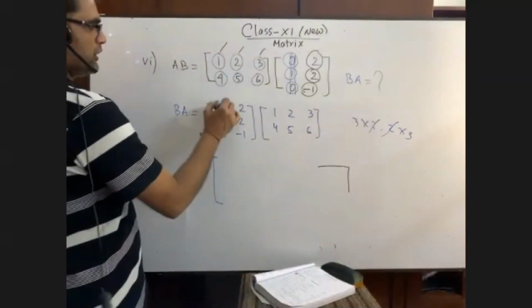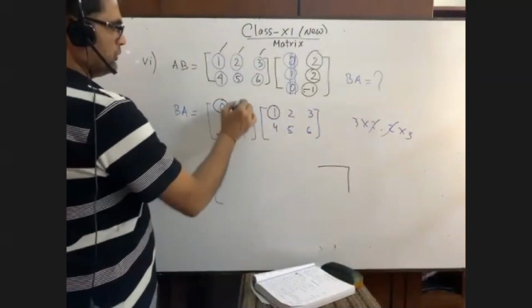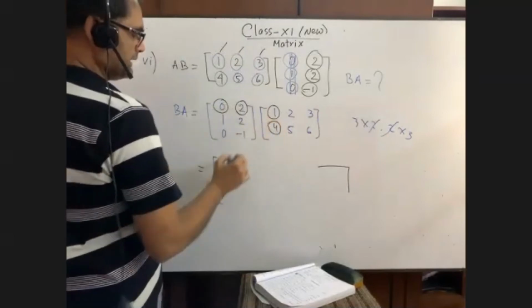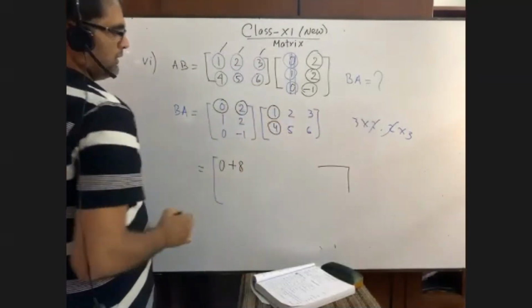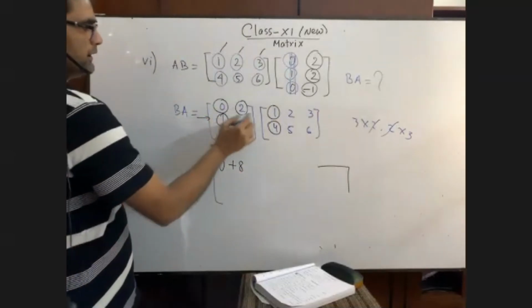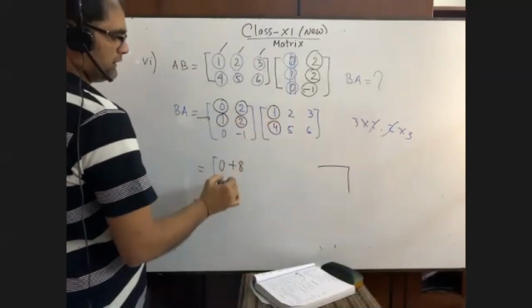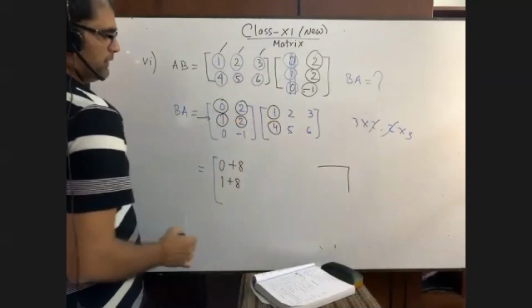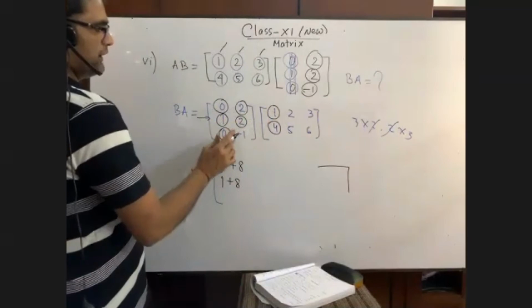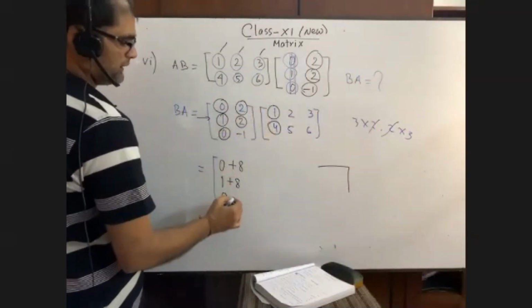So this means what? 0 into 1, that is 0. 2 into 4, that is plus 8. Go to the second row. 1 into 1, that is 1. 2 into 4, that is again plus 8. 0, this is 0 into 1, that is 0. Minus 1 into 4, that is minus 4.